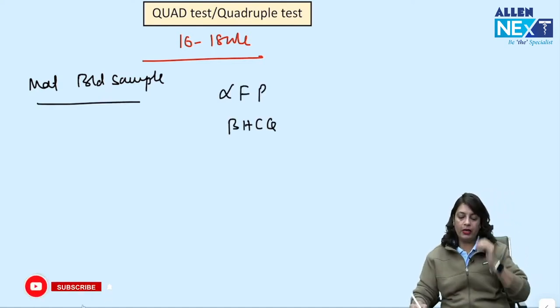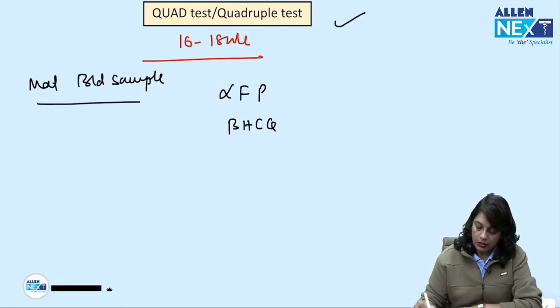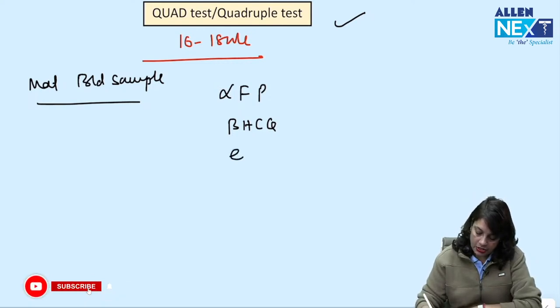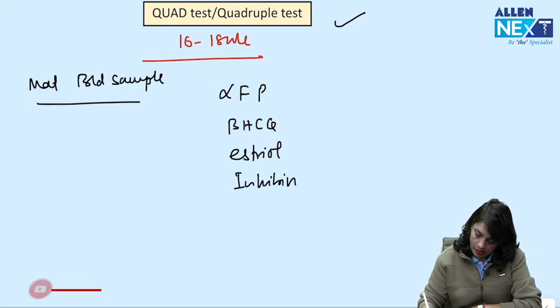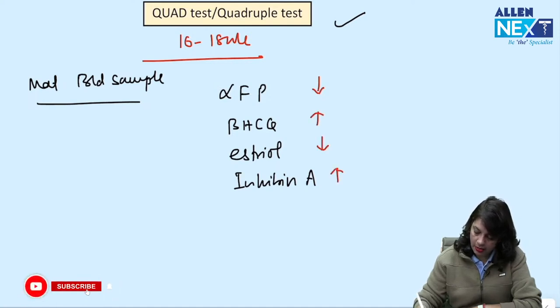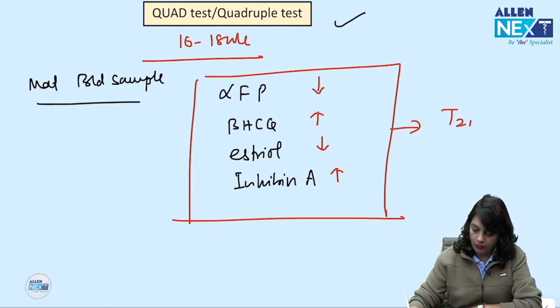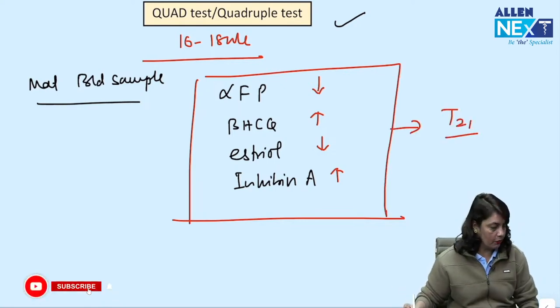Now we prefer doing quadruple test better than the triple test. So alpha fetoproteins, beta HCG, serum estriol and inhibin A. Alpha fetoprotein decreases, HCG rises, estriol decreases, inhibin A rises. These findings are consistent with trisomy 21.